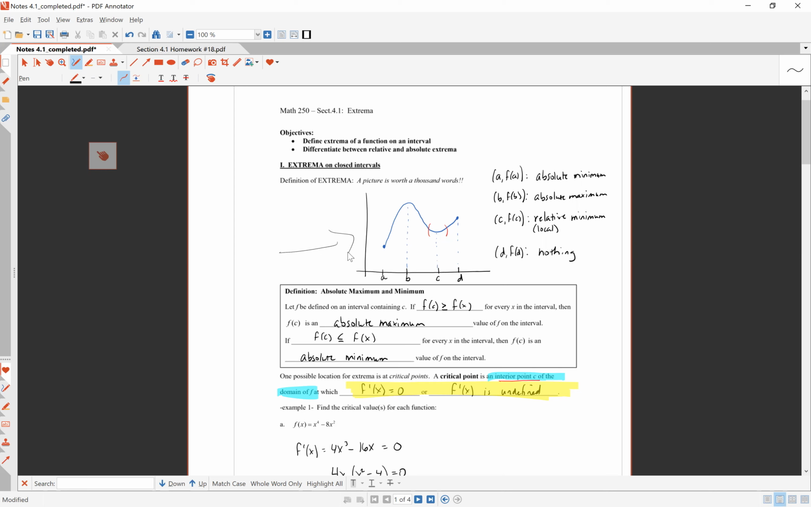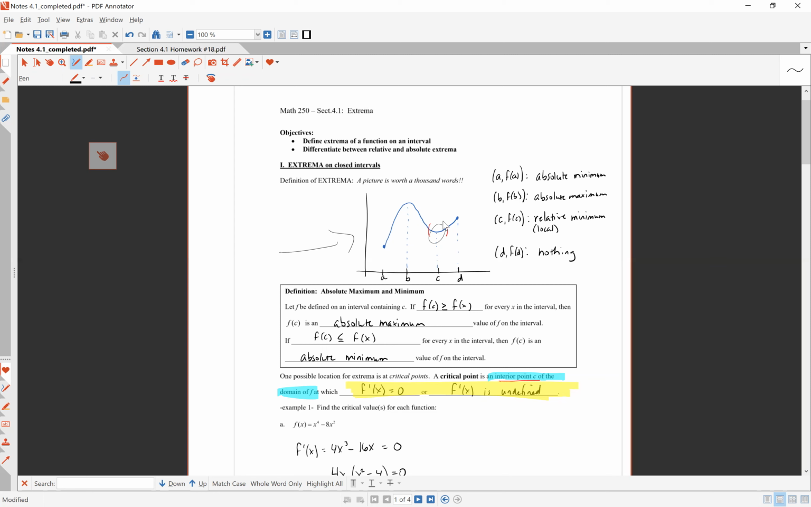But if you look at this point C right here, that's called a local minimum. If you look just a little bit to the left of C or a little bit to the right of C, those points' second coordinates are greater than f of C. Of course, if you go out far enough, you're going to find points where the second coordinate is smaller than f of C. But near x equal to C, f of C is a local minimum.